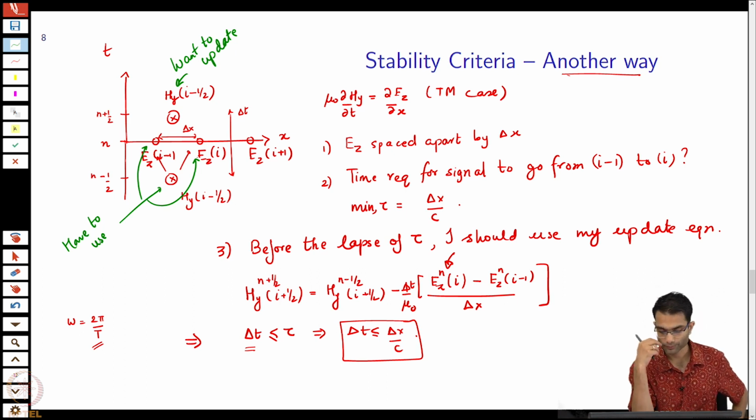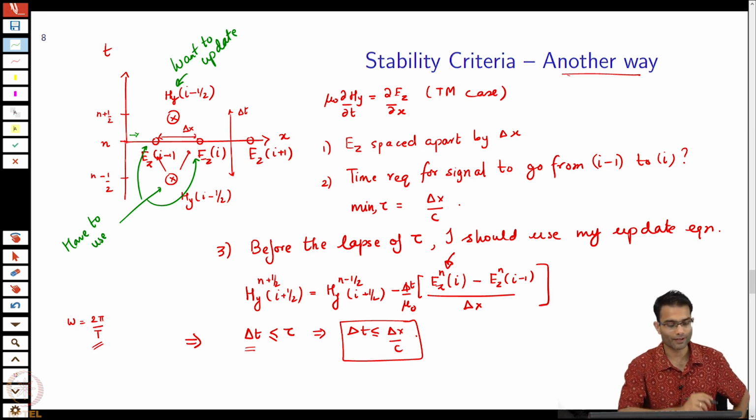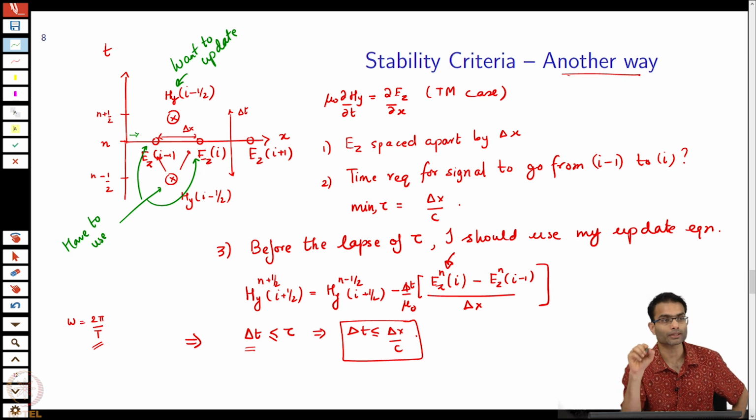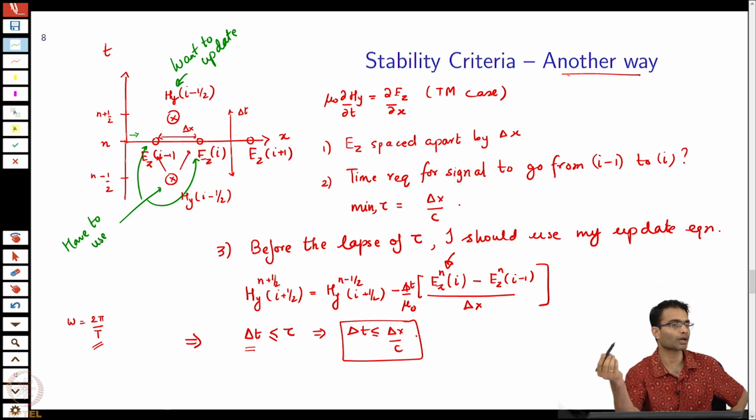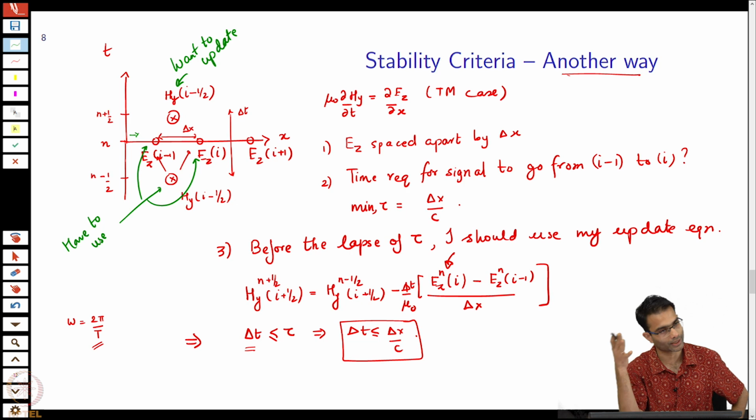But if I wait for a time greater than delta x by c, then the wave, let us say in one case travelling from left to right, has already travelled from Ez I minus 1 to Ez I, it has physically travelled. But since I have not yet done a time update, my variables still contain the old value. In the location of Ez I, it still has the old value because I have not done a time update. So, when I go to use the equation, I am using an older outdated version of Ez I. In order to prevent that, I should quickly do the update before the wave actually reaches there. So, when I use the equation, I am using the actual value that I know, my best estimate. So, it says delta t should be less than tau.